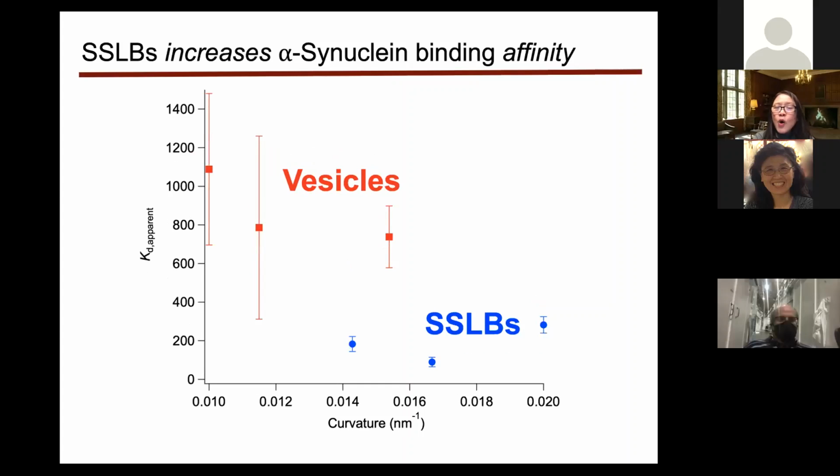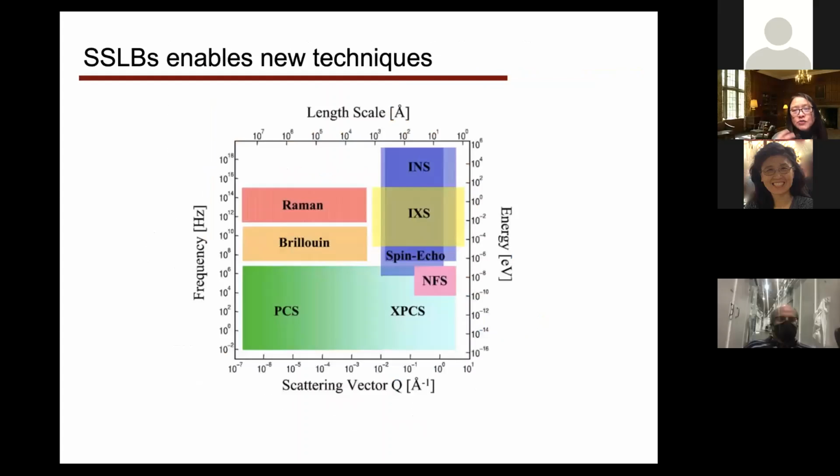Likewise, SSLB also increases the alpha-Synuclein binding affinity compared to the vesicle counterpart. And again, you can see the decrease in the error bar that is there. So, this is a robust way for us to really look at the binding of the alpha-Synuclein to the surface.